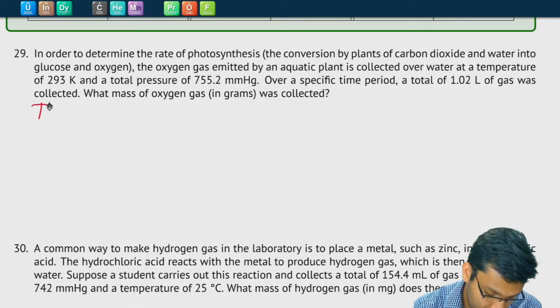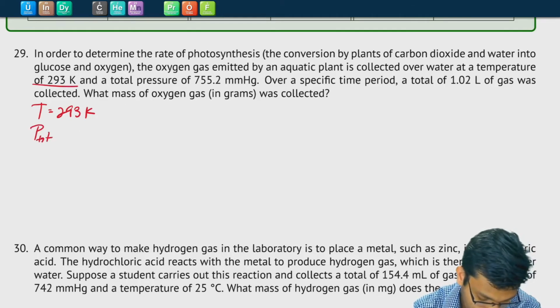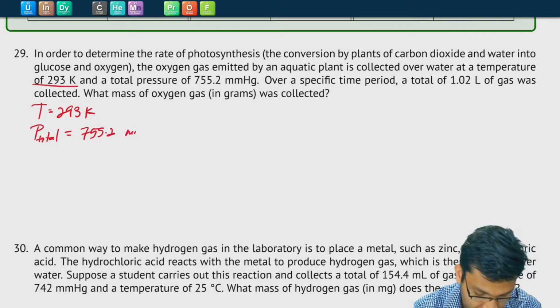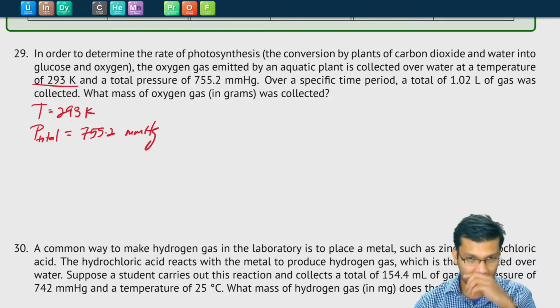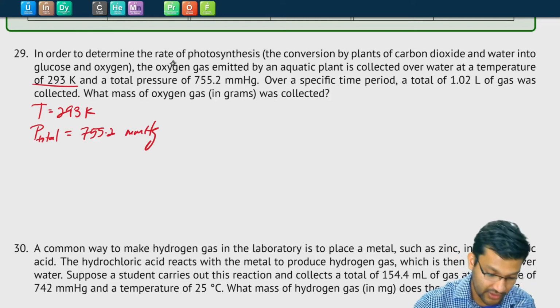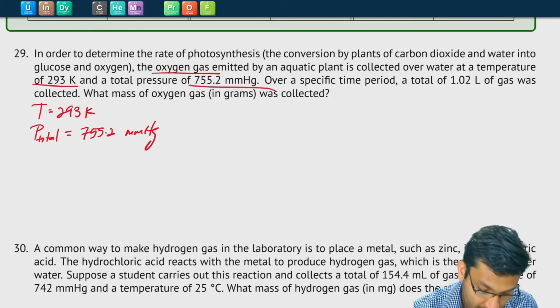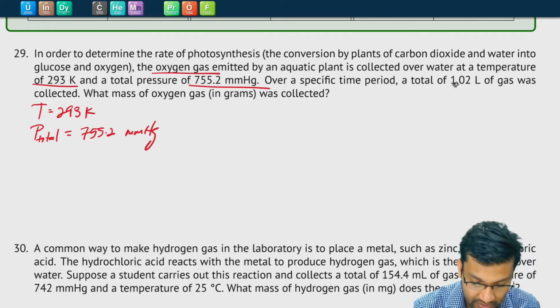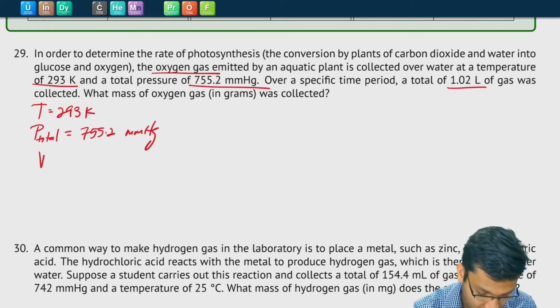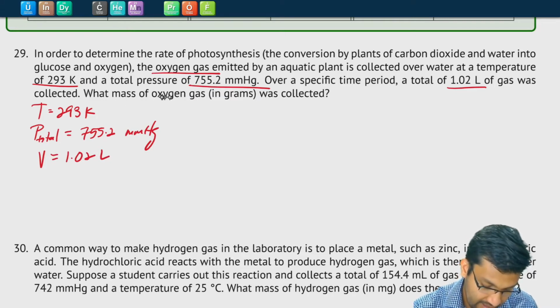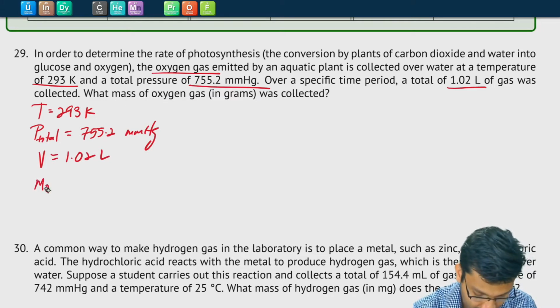The temperature is 293 kelvins, right? That's right there. The total pressure is 755.2 millimeters of mercury. Right away, you should be thinking that total pressure is the oxygen gas that's emitted plus water, because it's collected over water, right? Over some time period, they tell us the volume of gas that was collected, 1.02 liters. And they want to know what's the mass of oxygen.